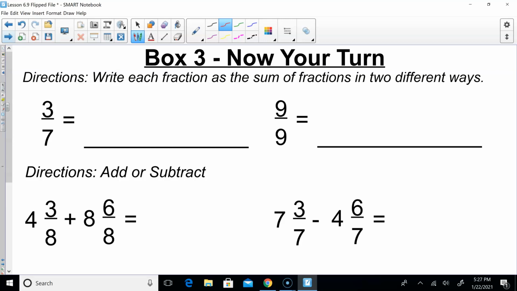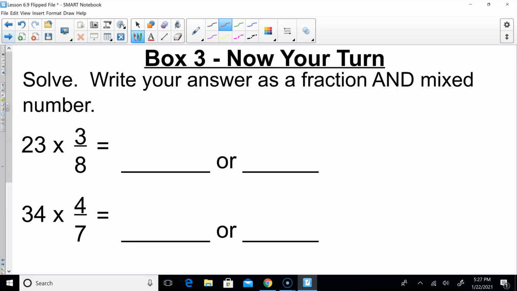Now is the time for you. So draw a big line, right? Box 3, now your turn, and go for it right now. Make sure you write the sum, and then show me the sum of these ones, and then add and subtract, and show me the answer in your work that goes with that one. Good luck. And your next problem said write the fraction as a fraction of mixed numbers, use some multiplication. You have 23 times 3/8 and 34 times 4/7. Go get it.